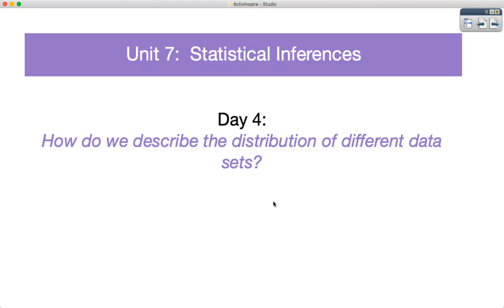Today we are going to focus on the following question. How do we describe the distribution of different data sets? So we are going to be looking at 4 different data sets, one at a time, and essentially describe their distribution. So here we go.